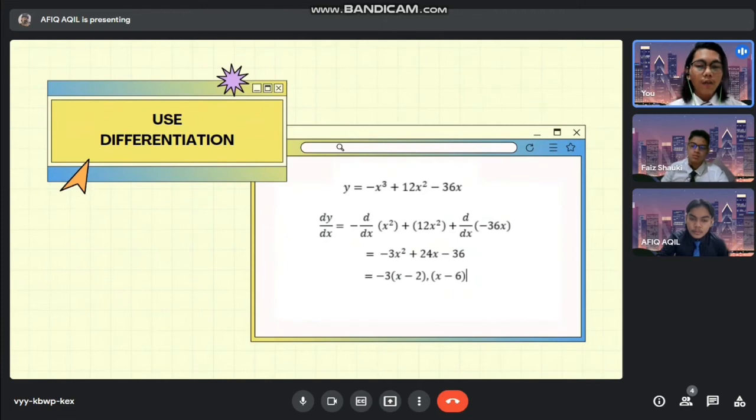After we differentiate it, we get the answer negative 3x power of 2 plus 24x minus 36. After that, we need to factorize it. The answer after we factorize it is negative 3 multiplied by (x minus 2) multiplied by (x minus 6).